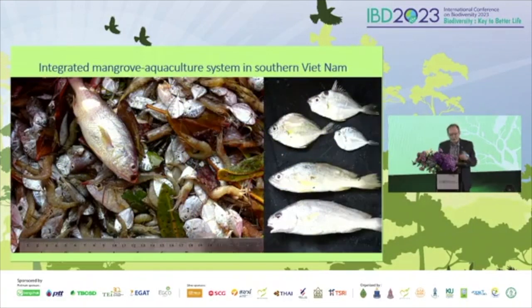And this is the typical biodiversity that you get in any integrated mangrove pond. A lot of small fish, many, many shrimp, and there'll be a few crabs as well.